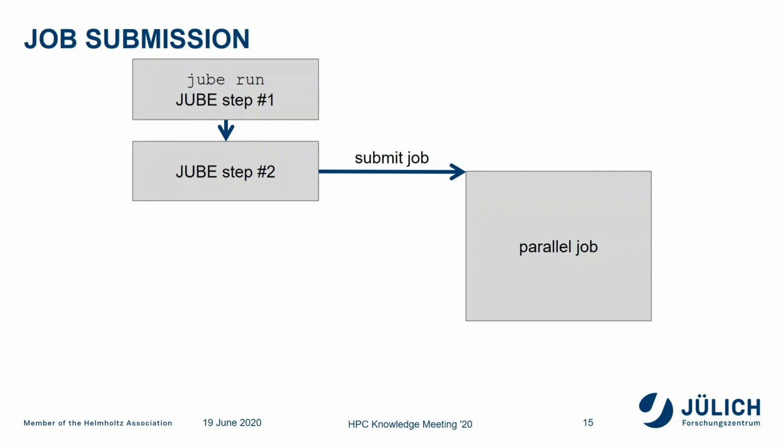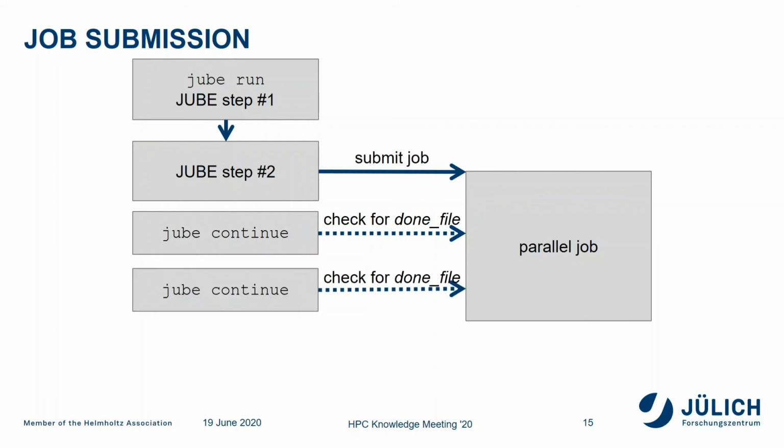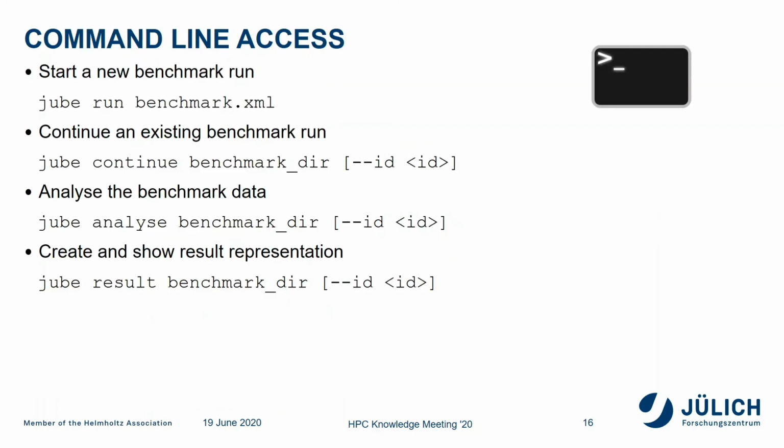You have your steps. A step can submit a job, which then somewhere ends up in the queuing system. You can run a JUBE continue, which will check for the done file. If this is not created, JUBE continue will directly return, and you can do something else. You can do this multiple times, and at some point the job is done. It will create this done file, and the next JUBE continue you call will see it and can continue processing. So a very simple mechanic to take care of this asynchronous approach.